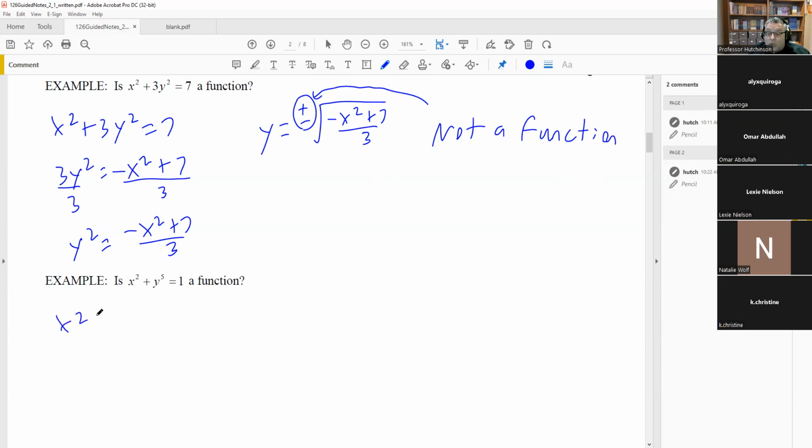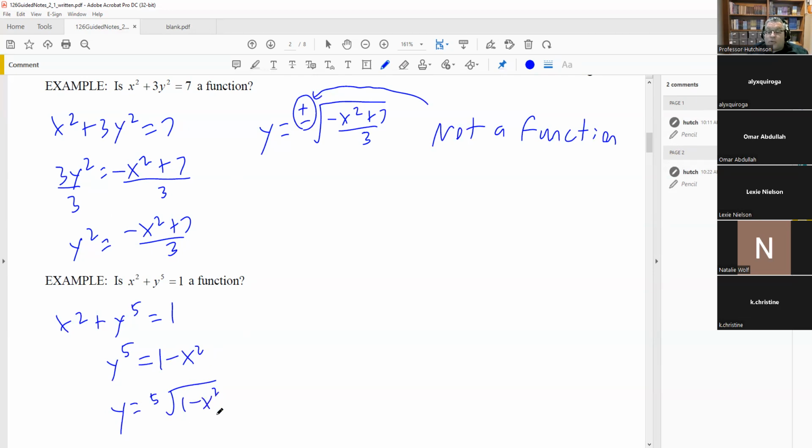So same thing, we're going to solve for y. So we're going to subtract x squared. So I have 1 minus x squared I can put there. So it becomes negative when I move it across the equal sign. Now this time I want to take the 5th root. Now because we're taking an odd root of something, that means we're just going to get the 5th root of 1 minus x squared, but this time we don't have plus or minus because we're taking an odd root. If you're taking an even root, you get plus or minus. If you're taking an odd root, you only get one answer on that.